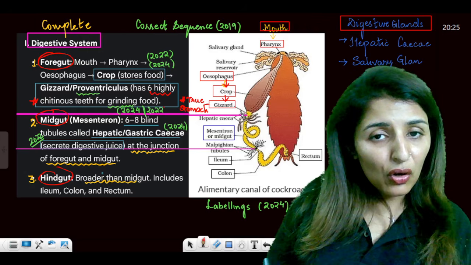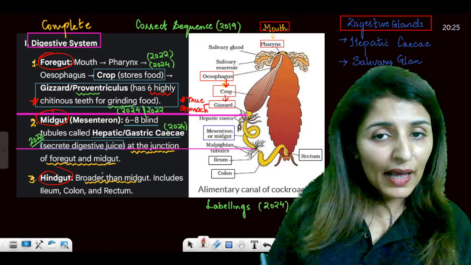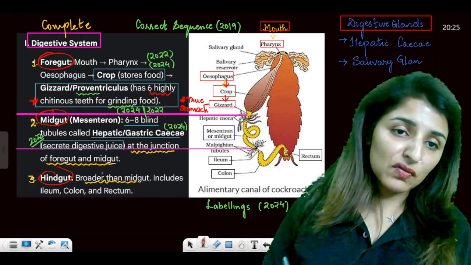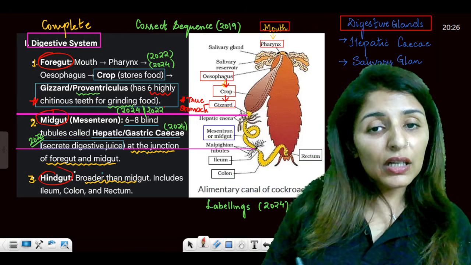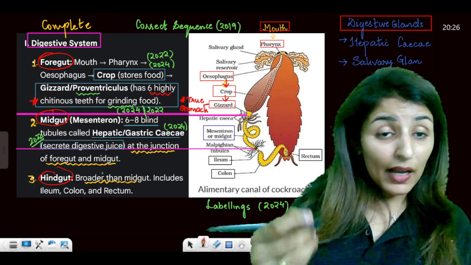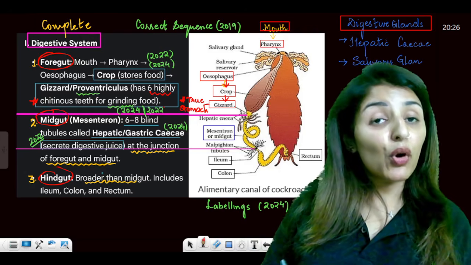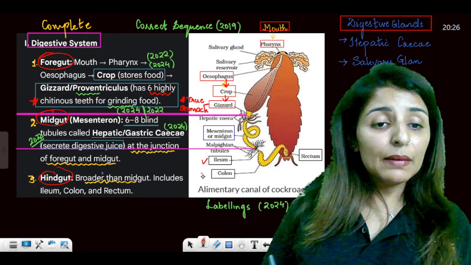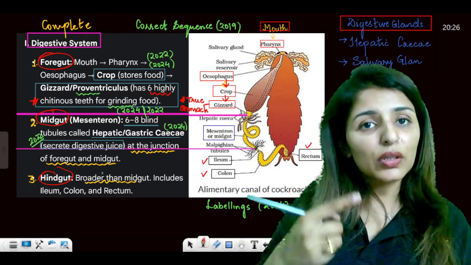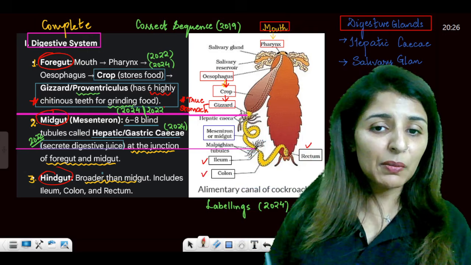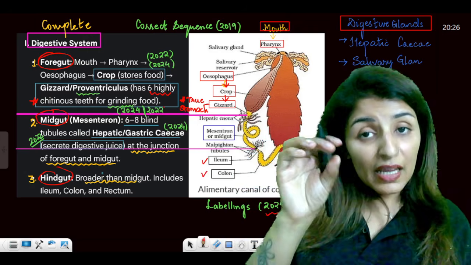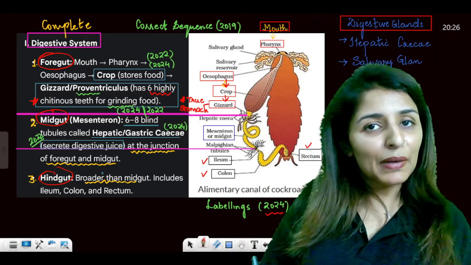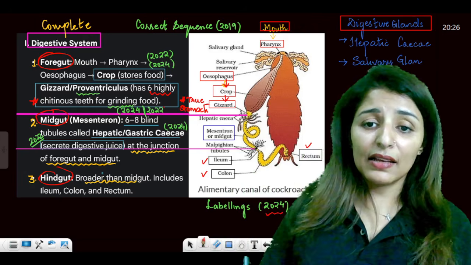Now at the junction of foregut and midgut are present hepatic caeca, which will open in the midgut and release the digestive juices. Clear? Then moving on to the third region of the alimentary canal, the hindgut, which is broader than midgut, and the 3 regions of hindgut are ileum, colon, and rectum. So you should know the correct sequence. This question has already been asked, and in 2024, the same diagram was given, and you were asked to label. Now, this was the alimentary canal complete because there is mouth as well as anus.